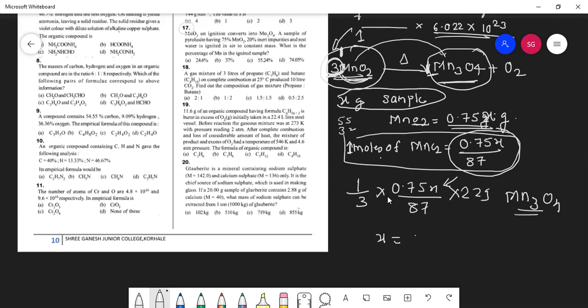Your x value comes 0.658x gram. This will come as a residue, and the total residue you want to find. More information is given here: 20% of inert impurities. Here you have considered only x gram, and we have considered that 75 as 0.75 grams. So you need to add, because 20% is written, 0.2x. So both you add, how much will you get?